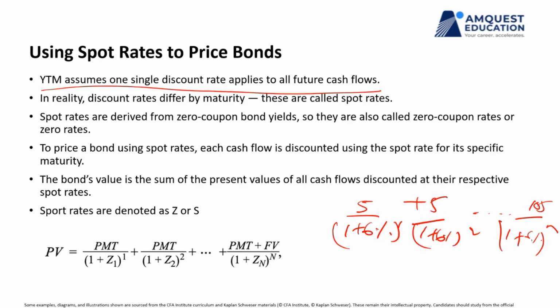Spot rates are derived from zero coupon bond yields, so they are also called zero coupon rates or zero rates. Government generally issues zero coupon bonds, which don't pay coupons, which means they will be sold at a discount and redeemed at par value. To price a bond using spot rates, each cash flow is discounted using the spot rate for its specific maturity. That is, each cash flow will have a different discount rate. The bond's value is the sum of the present value of all cash flows discounted at their respective spot rates. So this total will be the value of the bond.